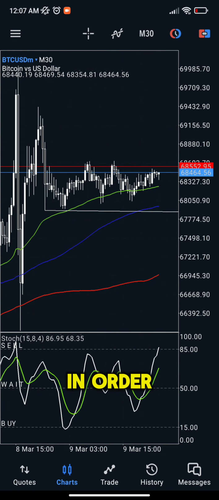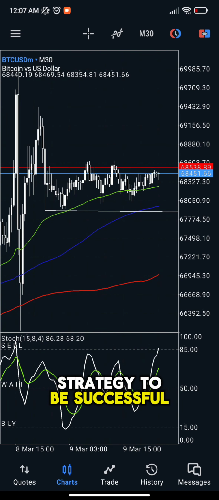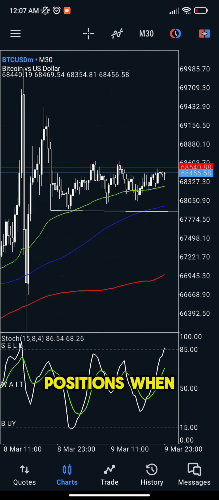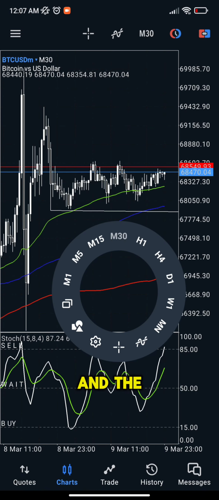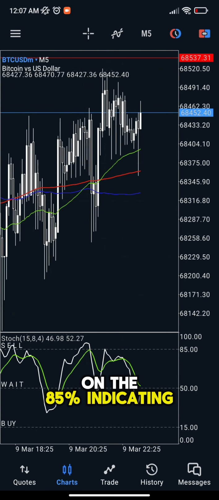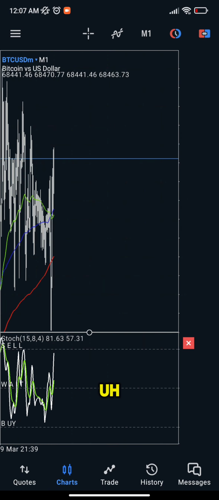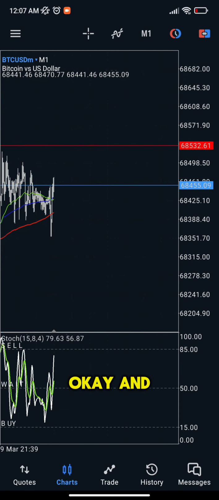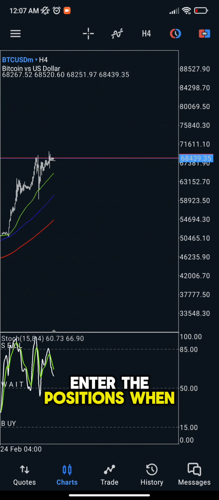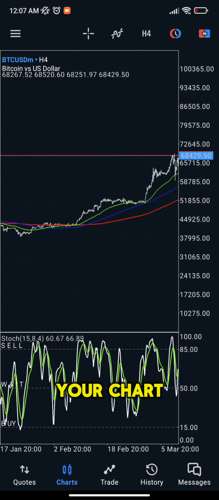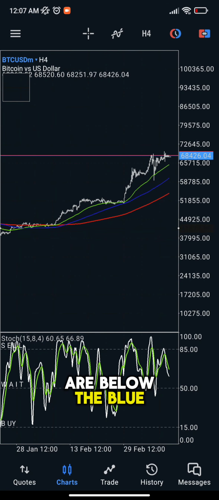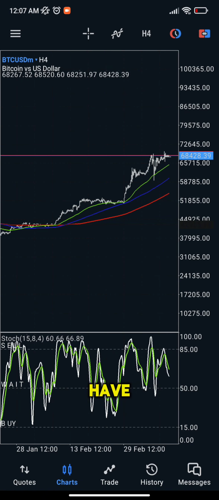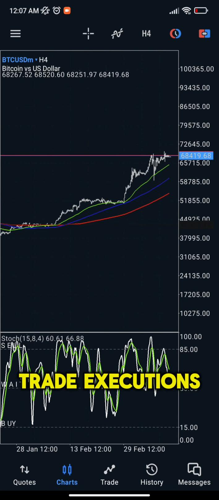In order for this strategy to be successful, you only enter the positions when the stochastic oscillator has crossed on both the signal and the main line on the 85%, indicating sell pressure, okay? And you only enter the positions when the candlesticks on your chart, on the 30-minute chart, are below the blue, the green, and the red moving average. That way you will have very good and accurate trade executions.